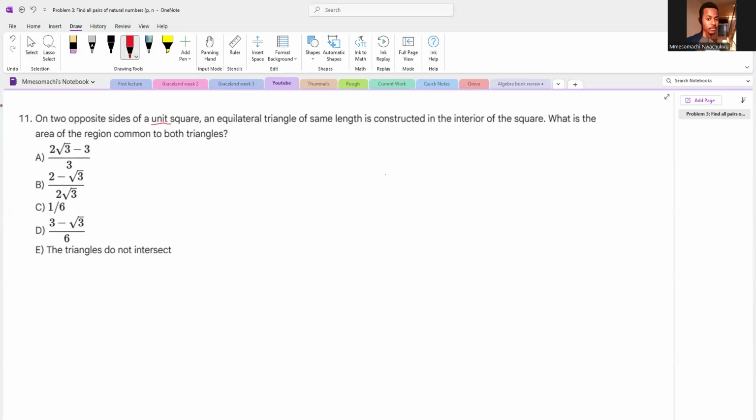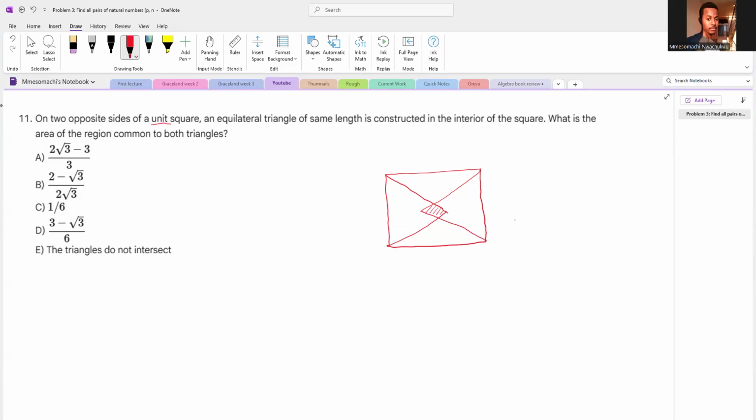So first of all, let's sketch this and see what it looks like. So let's say this is a square. And then on opposite sides of the square, we construct equilateral triangles. We want to see, first of all, that the triangles intersect, and then I want to find the area, this area, okay?